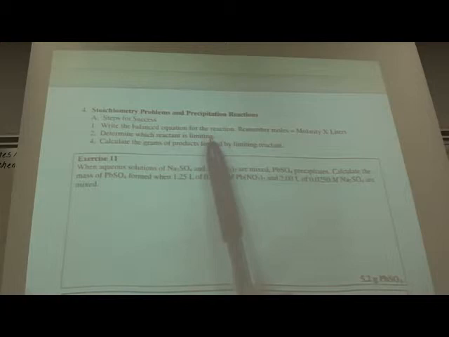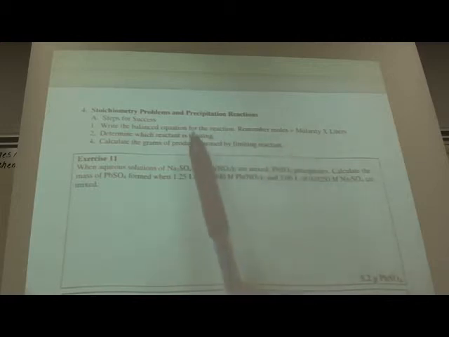Oh, great, that didn't go away either. Calculate the grams of product formed by the limiting reactant. Well, if you can do this part, you probably can do this part. So let's start with this one. I need more room. I did not give myself enough. Do you have a calculator?